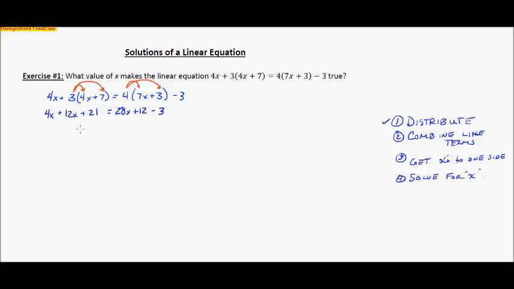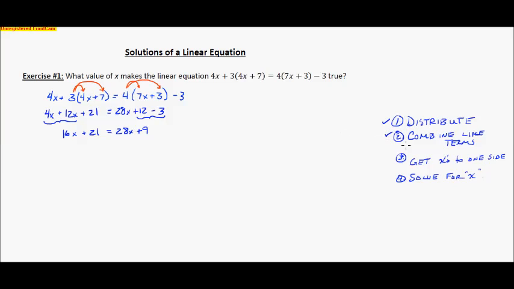And now I need to combine like terms. And remember, you only combine like terms that are on the same side of the equation. So I'm going to take 4x and 12x. Those are like terms, and I'm going to put those together to be 16x. And the 21 just comes straight on down for the ride. And I look at the other side, and the 28x, well, that is the only term over here with x's. But I do have this 12 minus 3. So 12 minus 3 gives me a positive 9. Okay? So I've done that.